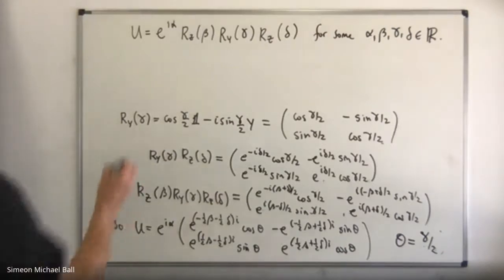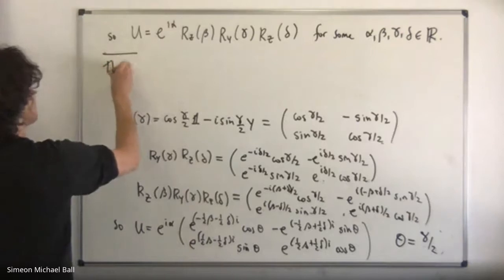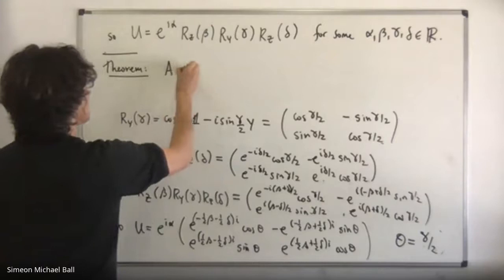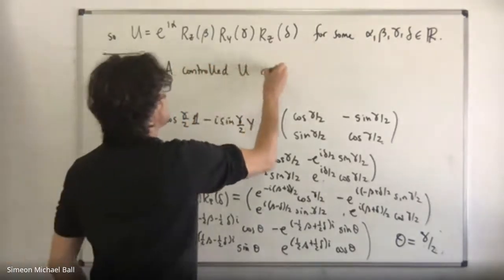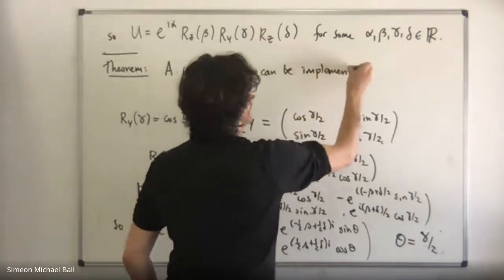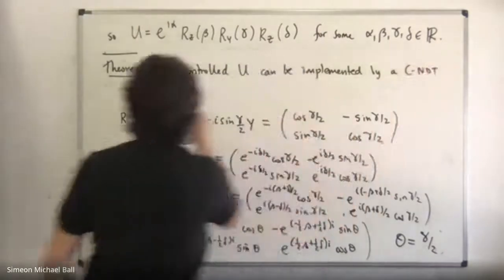And this is amazingly enough to prove the following theorem. Control U can be implemented by C naught and C.